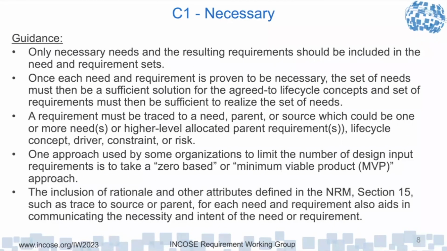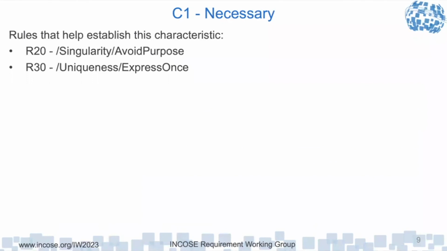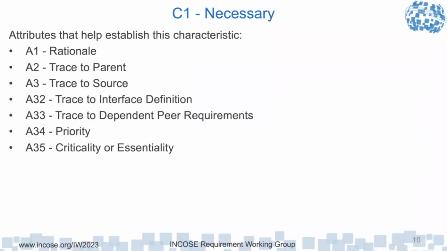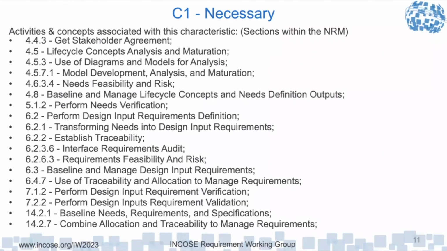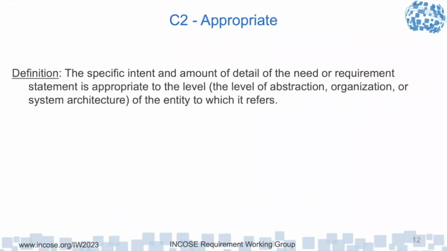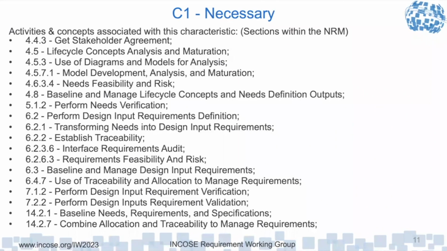Post rationale, again, the other attributes are going to help you. Rules contribute to the necessary characteristic. Attributes contribute to the necessary characteristic. And then all kinds of activities that are discussed within the needs and requirements manual contribute to the necessary characteristic. Up in section 4, we talk about use of diagrams and models for analysis.